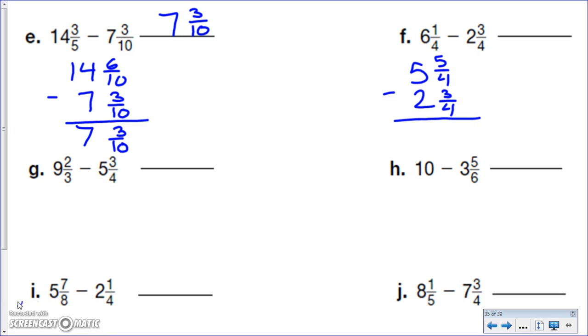Now we can subtract. 5 minus 2 is 3. 5/4 minus 3/4 is 2/4. Then we know 2/4 can simplify to 1/2, so our answer is 3 and 1/2.